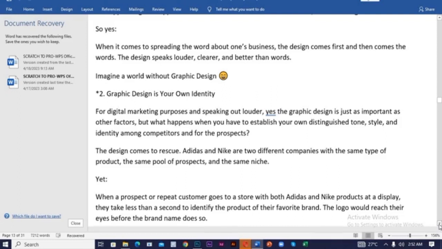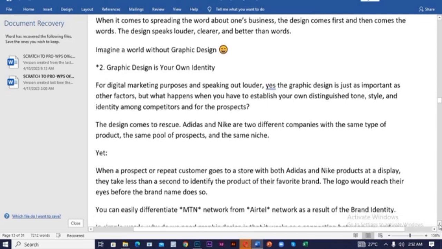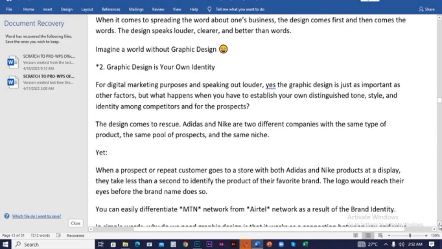Okay, so yes, the graphic design is just as important as the other factors. But what happens when you have to establish your own distinguished tone, style, and identity among competitors and for the prospect? All these things I'm saying now are some of the things you have to tell your prospect clients. When a client comes to you and starts asking you questions about this, about that, you have to have a deeper understanding of what you are into. You have to understand what branding is all about. You have to understand what graphic design is all about, the purpose of graphic design. So you have to understand all of this.